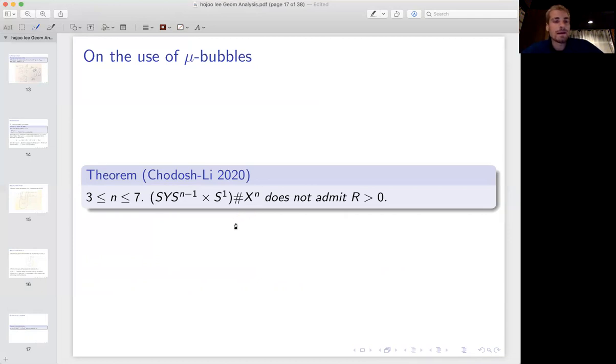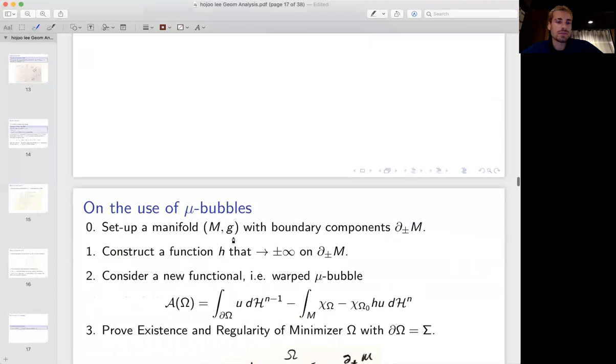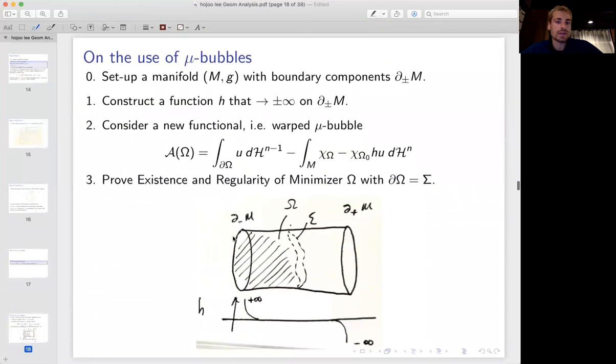But anyway, this is what they prove. If there's an S1 factor, then from dimensions 4 to 7, you can get rid of lambda rho contractibility, right? So it's a very nice result. And the way it works is, well, first you set up a manifold.